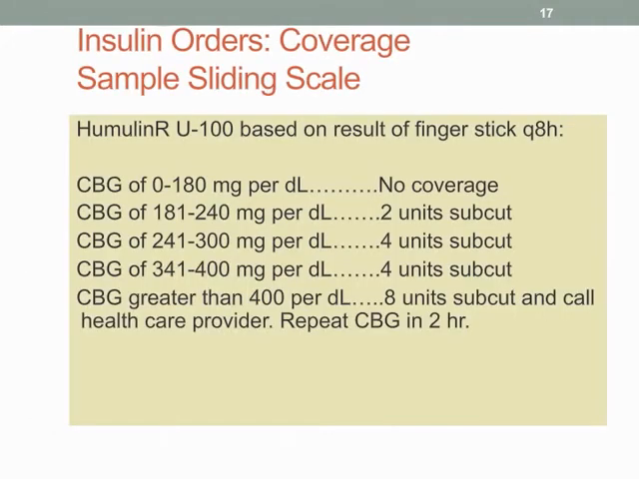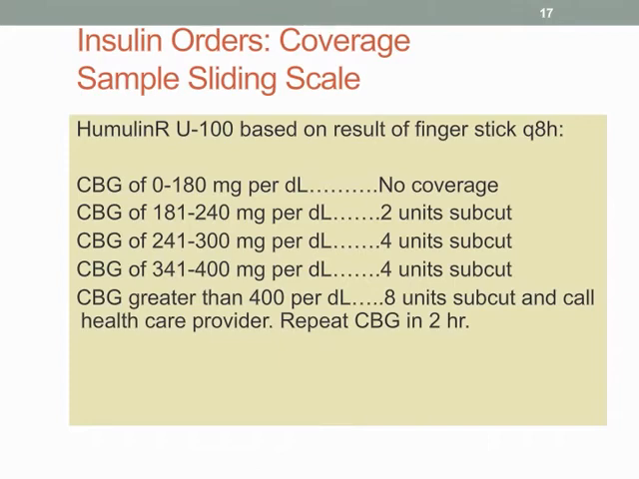Now let's talk a little bit about coverage, or a sliding scale. There are still patients you will find in the hospital that will be given correction insulin, if you will. So insulin that is given based on the patient's blood sugar. So the patient will have a finger stick done before a meal typically, and based on that blood sugar, there will be a scale that the nurse will follow to go ahead and administer the insulin to the patient.